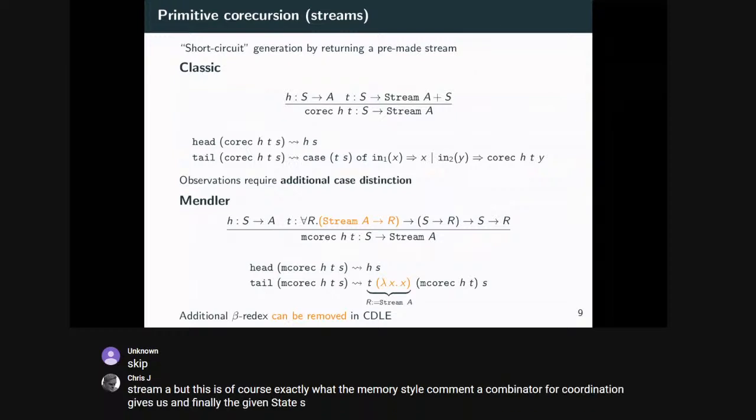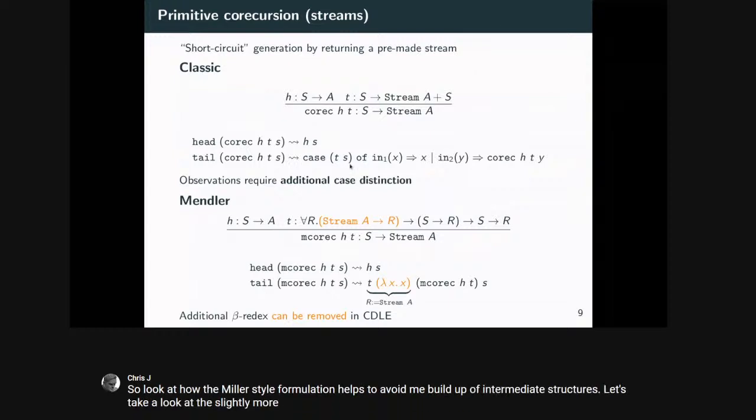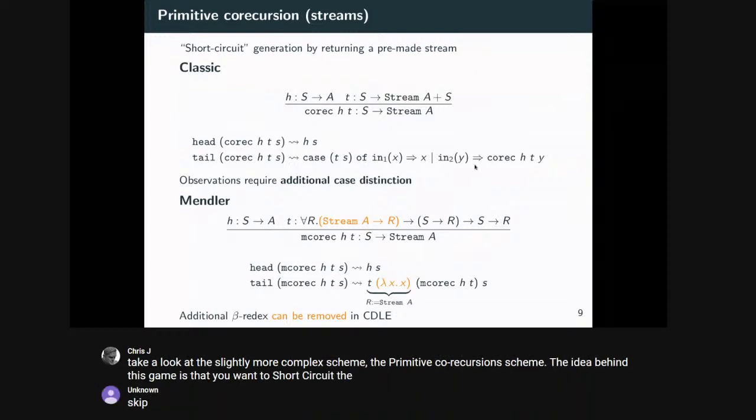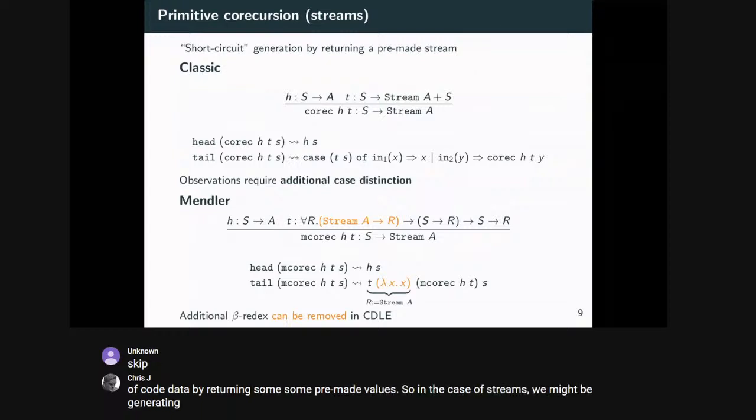The way that this is done in the conventional formulation is to have T return a coproduct, where on the right-hand side, you're still considering the values of type S as the state of the tail. But on the left-hand side, if it's a left injection, then this is our early exit condition. In the operational semantics, this is done by doing a case distinction on the value returned by T of S. And indeed, if it's a first injection, we just return the given stream. Otherwise, we continue generating.